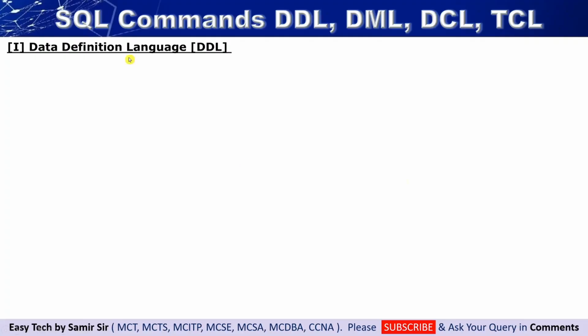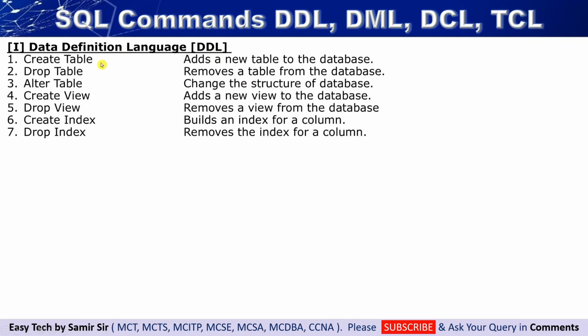First, data definition language, DDL. DDL is used to create a table, like you can add a new table to the database; drop table, which can be used to remove a table from the database; alter table, which can be used to change the structure of the database; create view, you can create new views in the database; drop view, remove or delete views from the database; create index is used to build an index for a particular column or columns; truncate index is used to remove an index from the column. So these are some of the commands which work as DDL, data definition language.